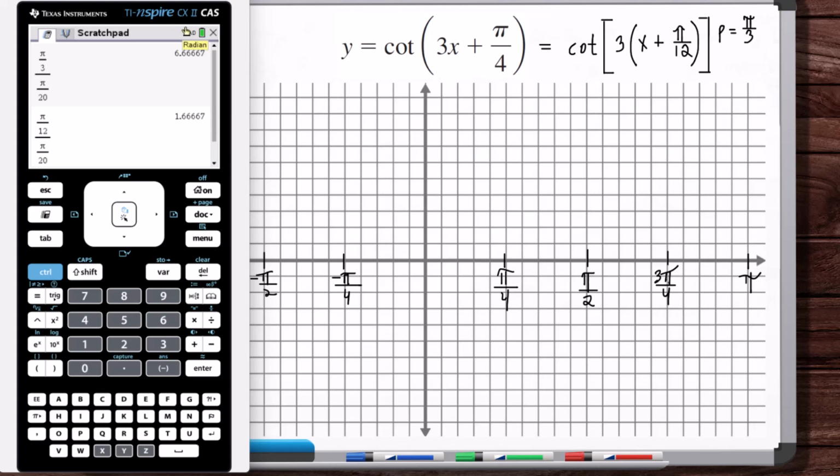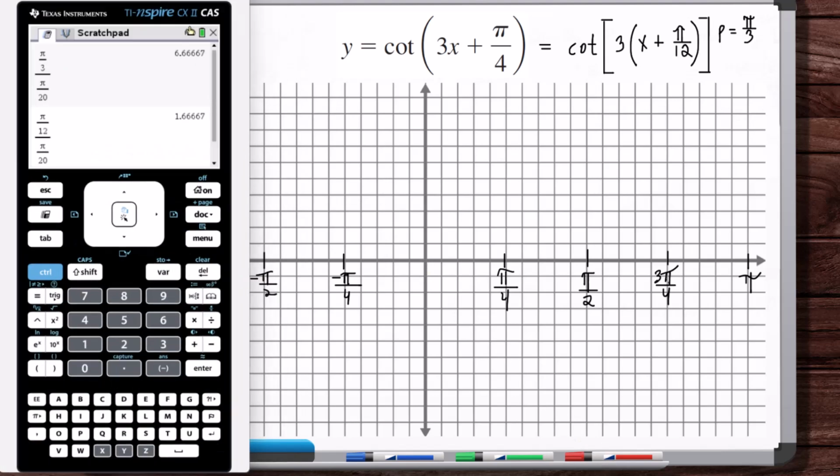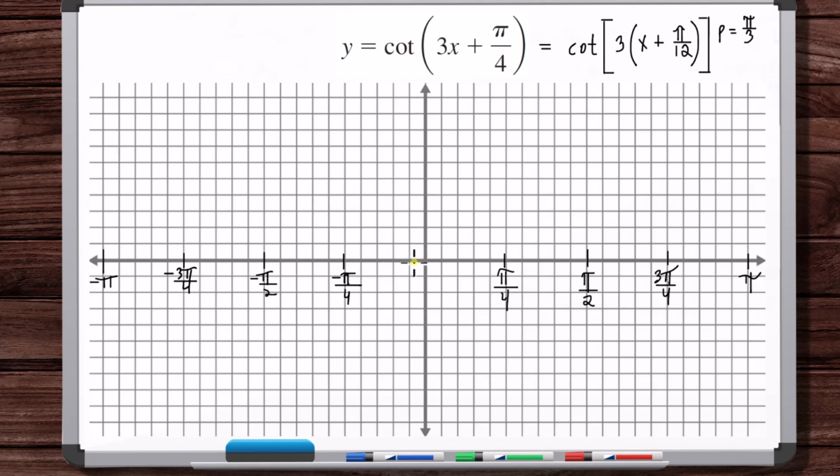So we know we've shifted. Oh wait, no, we've shifted to the left pi over 12. So okay. We know that we've shifted to the left 1 2/3 tick marks. 1 is about 1/3, 2/3. So let's draw this asymptote here.